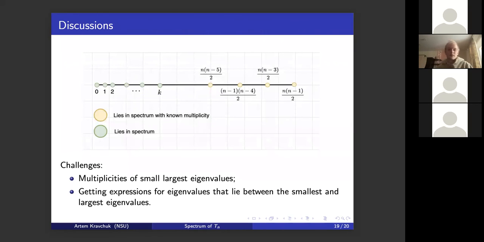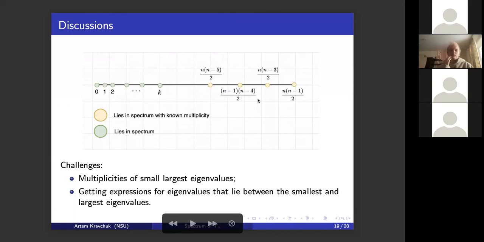Okay, and some discussion in the end. So today we have shown what we know about the spectrum of the transposition graph. We know that the numbers 0, 1, 2, and so on up to some upper bound lie in the spectrum of this graph, and we also know the 4 largest eigenvalues of this graph, and we know the multiplicities of these eigenvalues.